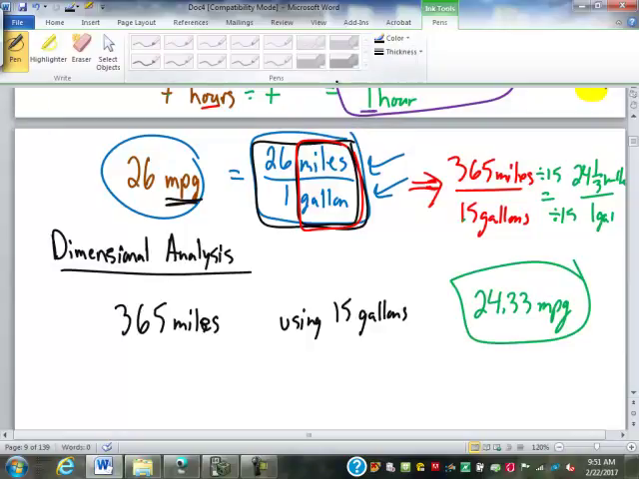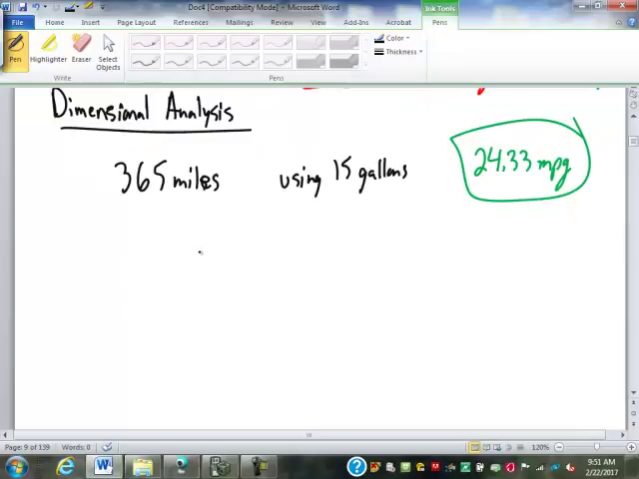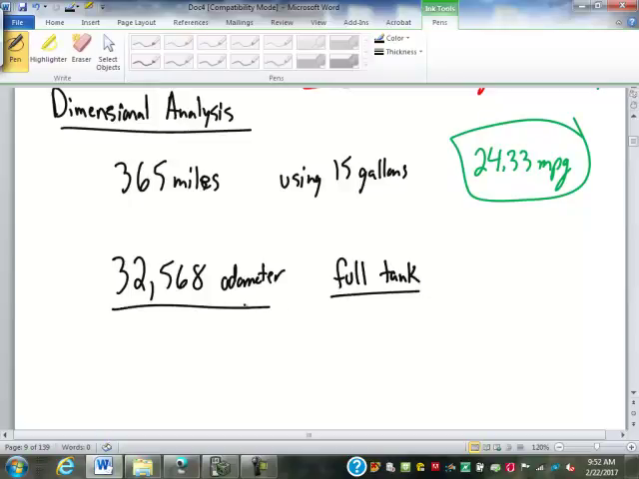Usually what you would do is fill up your tank completely full and write down your mileage. So let's say the mileage on your car is 32,568 on your odometer, and you know your tank is actually full. So you write down that number and record it.